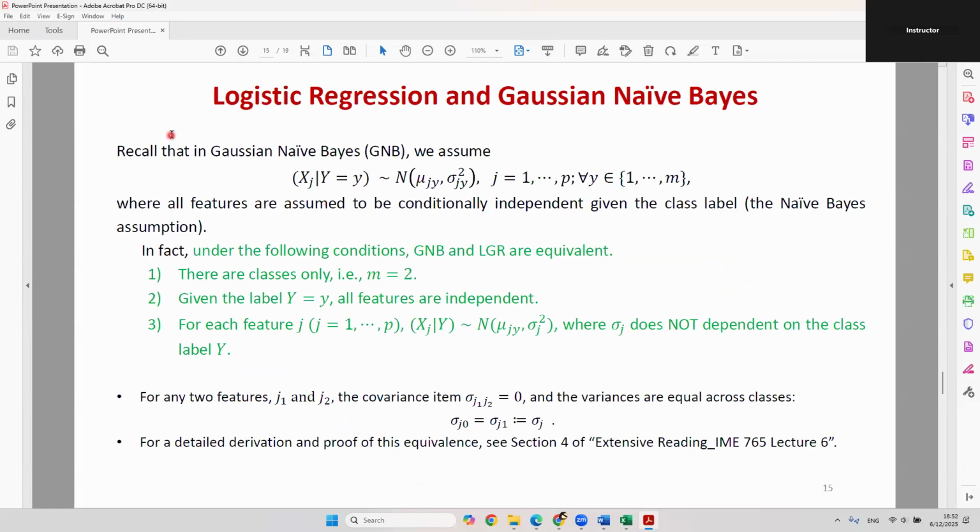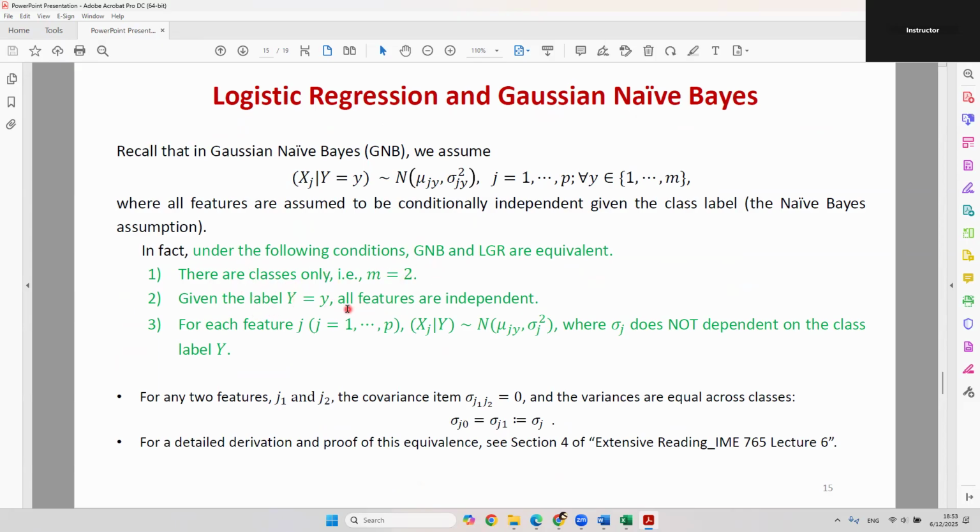One thing I do want to mention is the relationship between logistic regression and Gaussian naive Bayes. Under these conditions, the two classifiers are equivalent, meaning they're exactly the same thing. The three conditions are, first, there are two classes. Sorry, I missed the word two. I have three typos already in this lecture. I'm so sorry about that. There are two classes only, m equals 2.